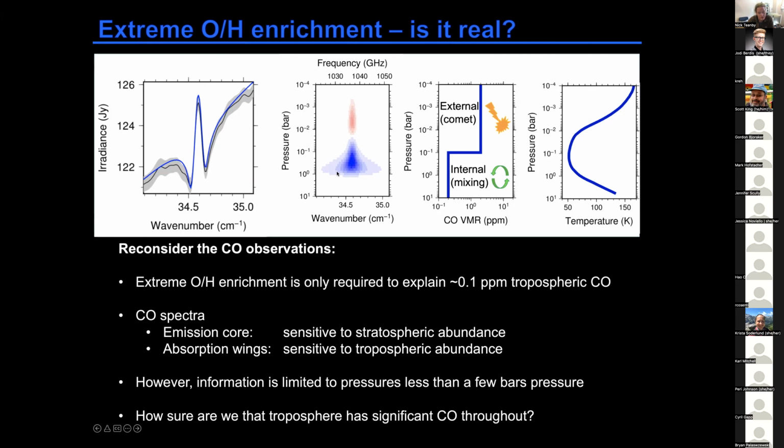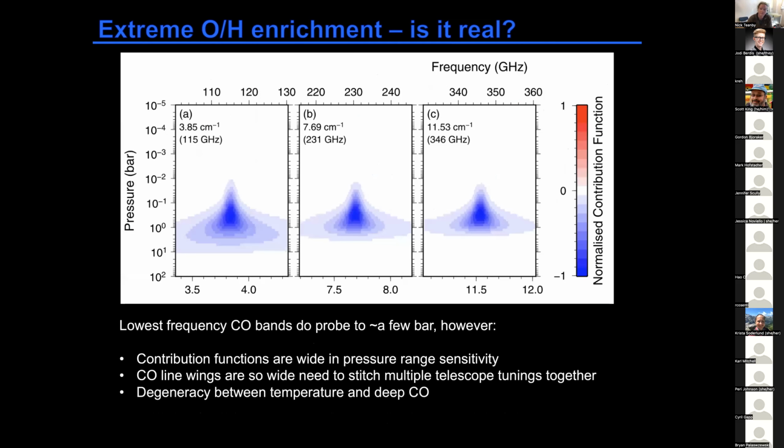This is a contribution function. This particular line here is limited to about a bar's worth of pressure, so we don't actually get super deep in the planet with these observations. One possibility is that perhaps there's CO in the upper troposphere, but it's not mixed throughout all the troposphere, and it's just something that we're seeing in the very uppermost troposphere.